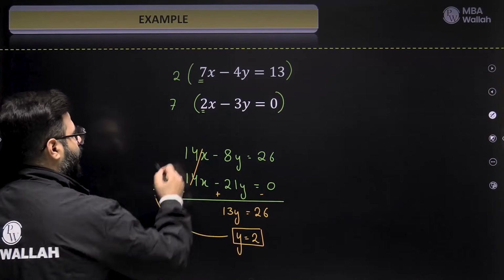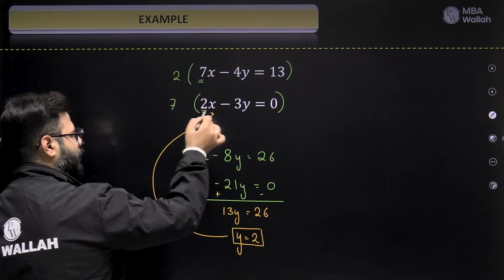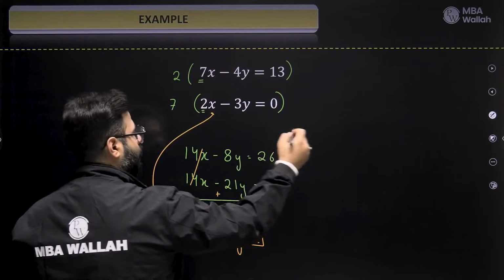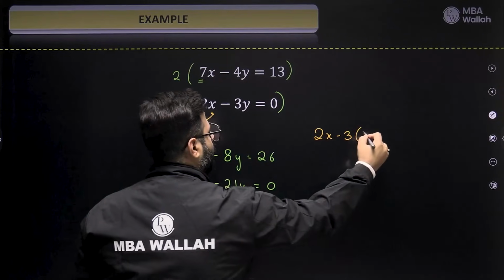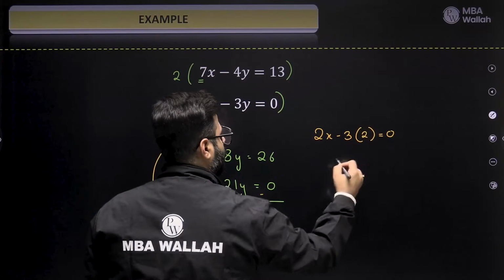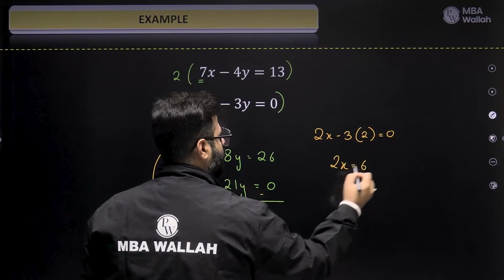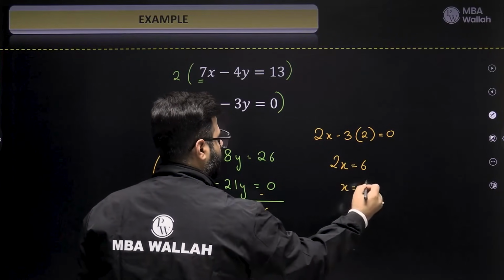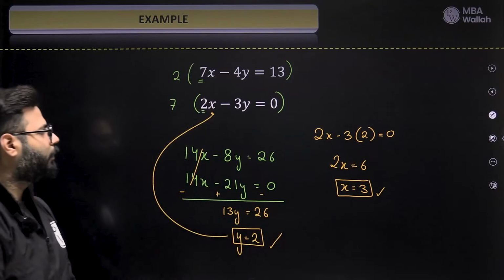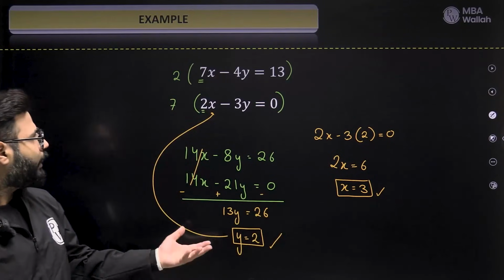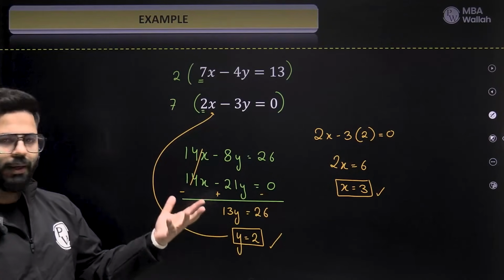Let's say I'm putting it in this equation. Forget about the 7, just put it here. Simple, no? So 2x minus 3y, y is nothing but 2, equals 0. So 2x comes out to be 6 and x comes out to be 3. And we are done. x is 3, y is 2, the basics are done. We can solve the equations now.